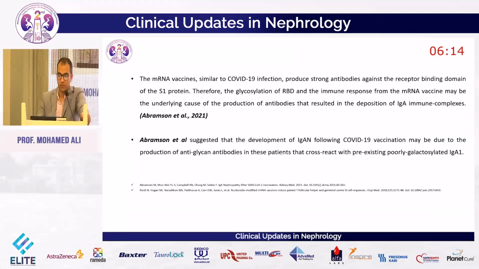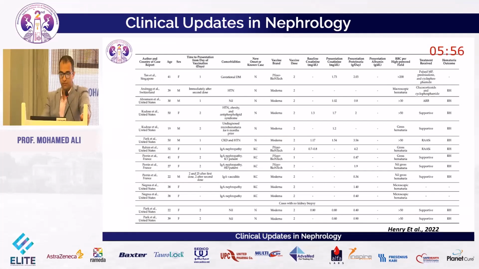Et al. suggested that the development of IgA nephropathy following COVID-19 vaccination may be due to the production of anti-glycan antibody in patients with IgA1. Also, this paper by Henry et al. showed a patient with IgA nephropathy following COVID-19 vaccination. It usually occurs after the second dose, and the outcome was resolving of hematuria.